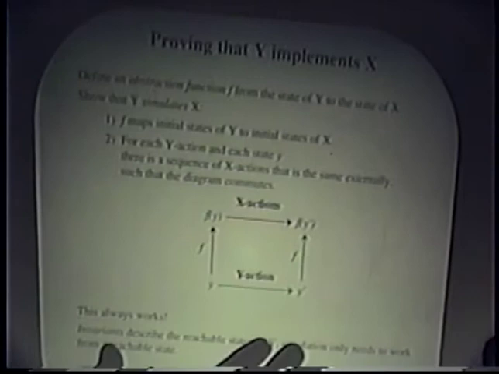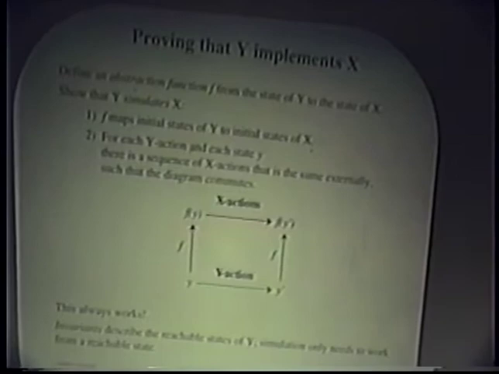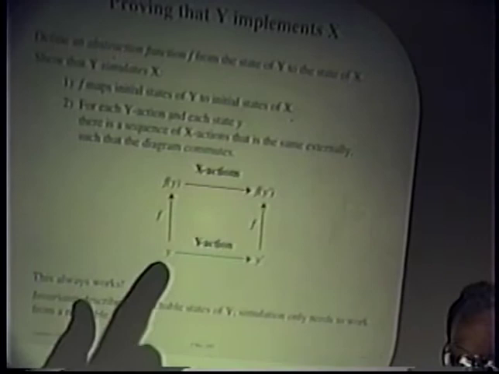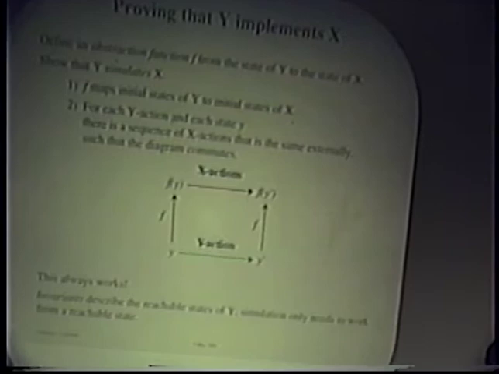And here's a simple way that works incredibly well. You want to prove that Y implements X. So here's Y, and here's X up here in the picture. What you do is you define a thing called an abstraction function from the state of Y to the state of X. And then you show that Y simulates X. What do we mean by that? Well, first of all, F has a boring part and an interesting part. The boring part: F has to map initial states of Y to initial states of X.